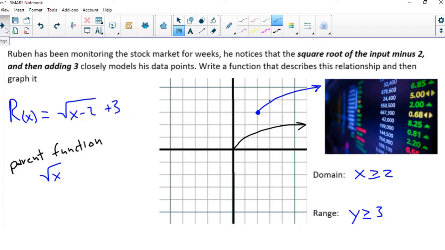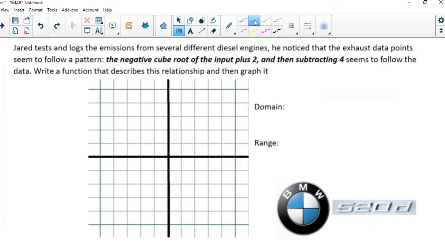Okay, let's do one more. So here I said Jared is testing and logging the emissions from several different diesel engines. He noticed that the exhaust data points seem to follow a pattern. He noticed the negative cube root of the input +2 and then subtracting 4 seems to follow the data.